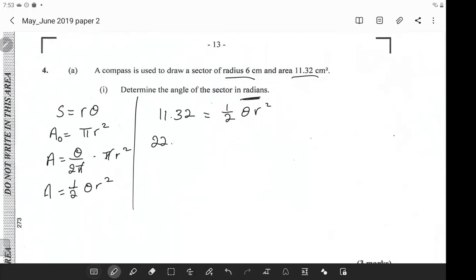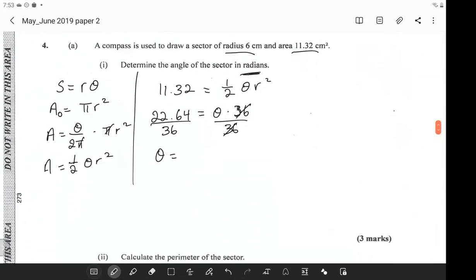So we have 22.64 is equal to theta times 36, right? Because r squared, we have 6 sixes are 36. We can divide by 36. So we have the angle is equal to 22.64 divided by 36. And we could use 2 decimal places. So we have 0.63 radians.